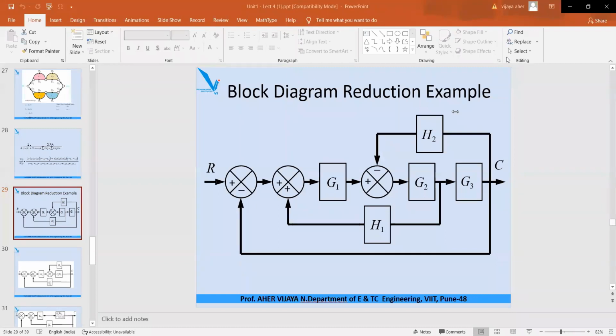Today you are going to solve an example related to block diagram reduction techniques. By using the block diagram reduction technique, you are going to solve this example. This is the given block diagram. You can use rules number 1, 2, 3, 4, 5 up to 9 to reduce this block diagram to a simple one.